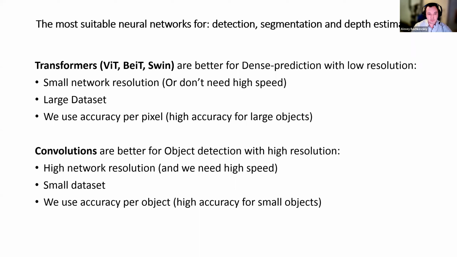While convolutions are better for object detection with high resolution, and if you need high speed. Another thing, convolutions are better if you have small datasets, and if we need to use accuracy per object. So we need to predict small objects and medium and large objects, and it doesn't make sense to prefer large objects rather than small objects.